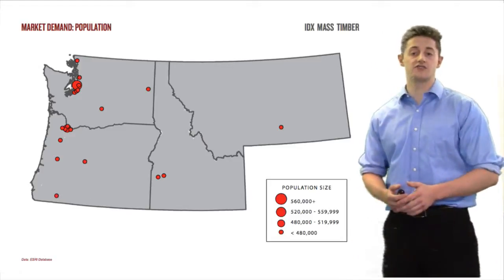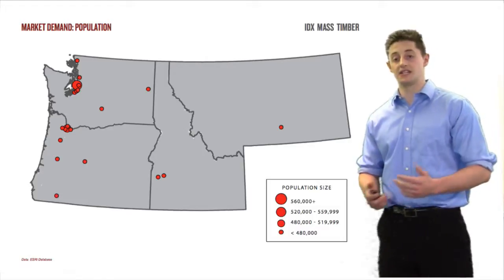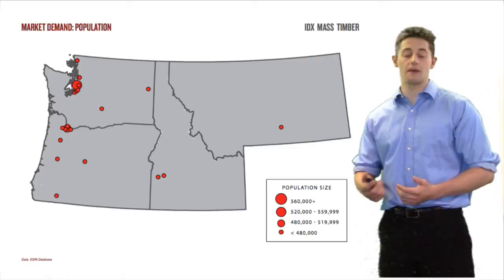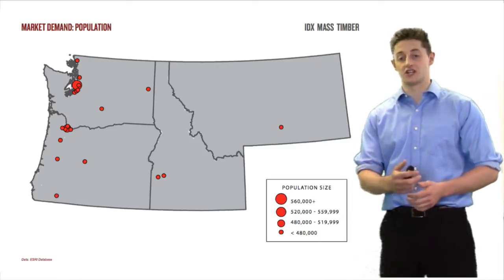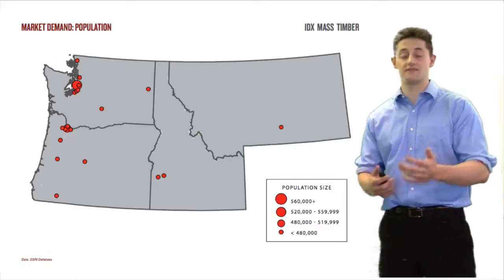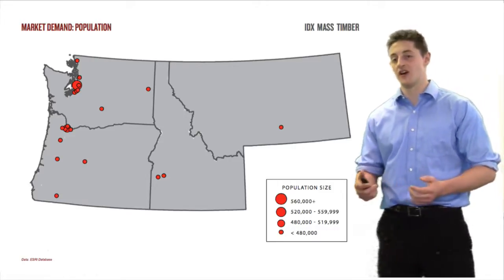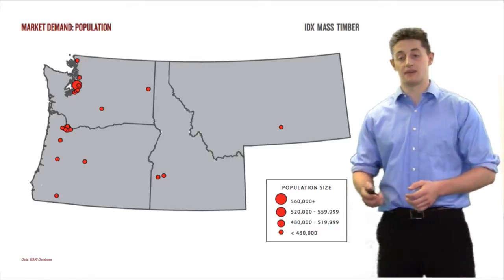So if we transform and look at more of the demand side of things, here's a map of the population centers in the Northwest region. And we know that population centers tend to have larger infrastructure. If there's a large population in an area, they tend to have more need for infrastructure. So you can see here that the Seattle and Portland areas have really large population sites.